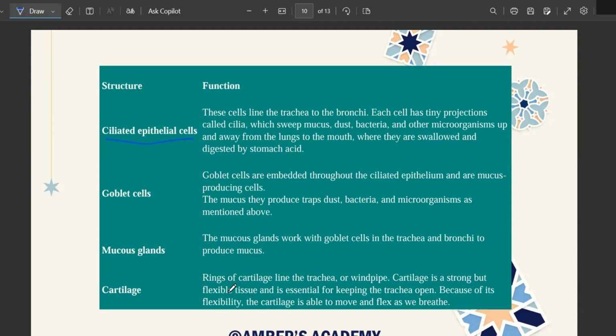Then you have cartilage. You need to remember where complete regular cartilage is present and where irregular one is present. The site of cartilage is the same as well. It's trachea and bronchi. Rings of cartilage line the trachea or windpipe. It's a strong but flexible tissue, and it is essential to keep the trachea and airways open. Because of its flexibility, the cartilage is able to move and flex as we breathe.